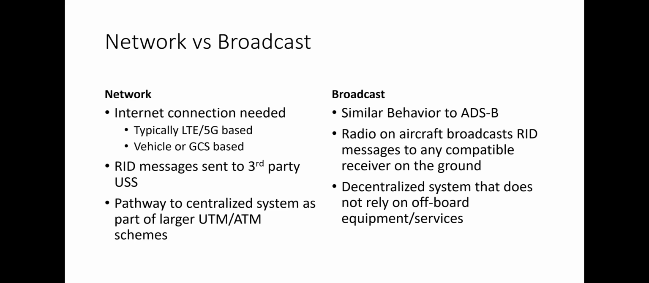The radio on board the aircraft will broadcast the messages, and as long as you have a compatible receiver, you can receive those messages, whether you're in the air or on the ground. It's a decentralized system, so if somebody launches a denial of service attack on AWS, or AWS screws up, or somebody messes up a bunch of BGP tables and drops half the internet, you're not going to break the system, whereas you would have that problem on a network basis.